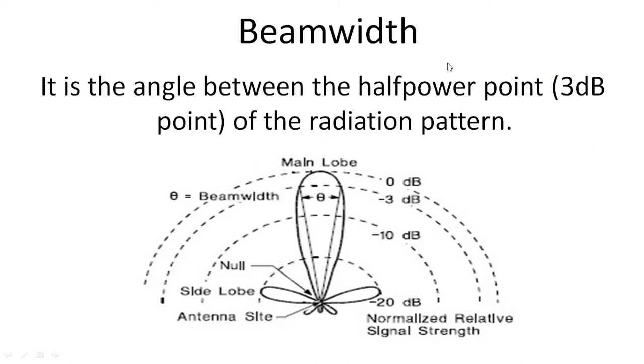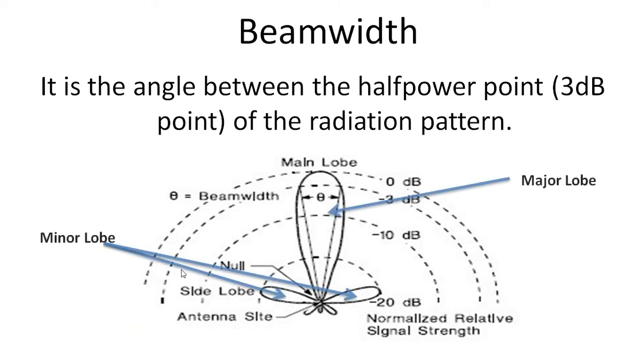Okay, the next characteristic is called the beam width. And the beam width is the angle between the half power points or 3 decibel region of the radiation pattern. So as we can see, we have the radiation pattern of a specific antenna. No? So we have the major lobe and the minor lobe. Actually, meron pa siyang side lobes and back lobes, pero negligible na kasi masyadong maliit na or mahina na yung signal strength.